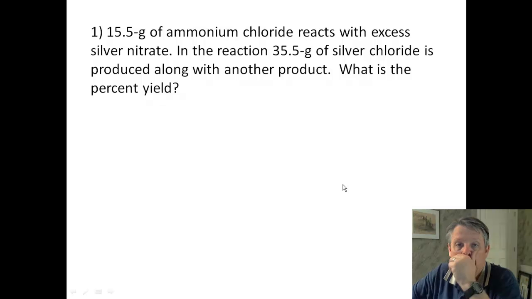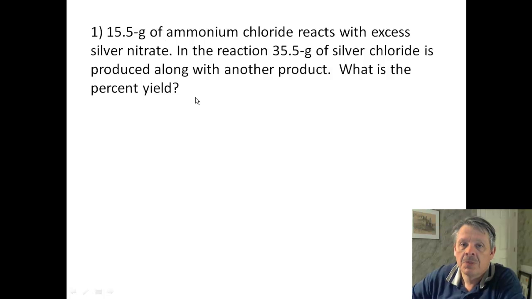All right, we're starting with 15.5 grams of ammonium chloride. It's reacting with excess silver nitrate. Two compounds sure sounds like a double replacement reaction to me. In the reaction, we're producing silver chloride. Now, it really sounds like a double replacement reaction. So let's go ahead and write our double replacement reaction to start off, because that's the first thing we have to do.